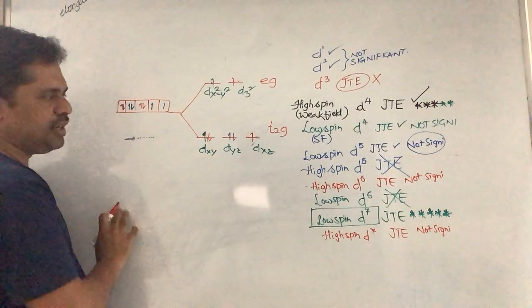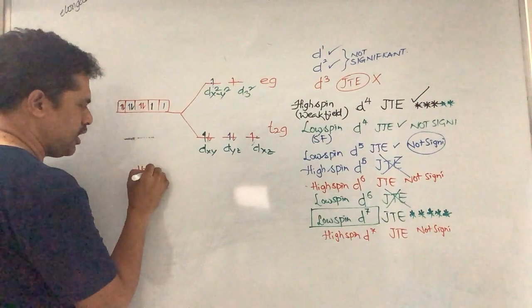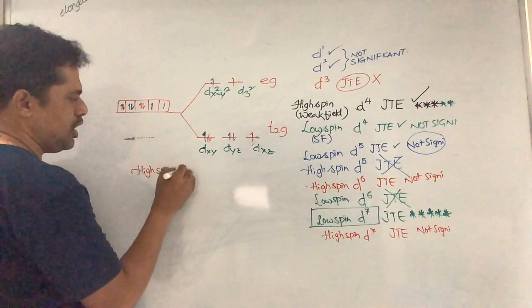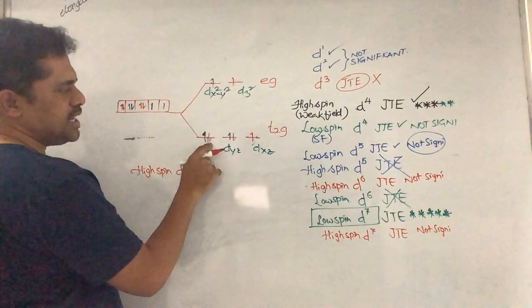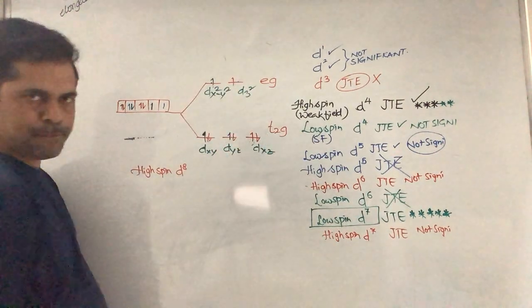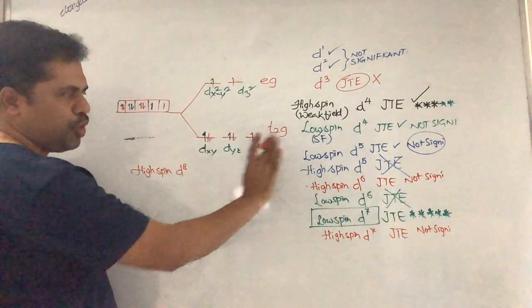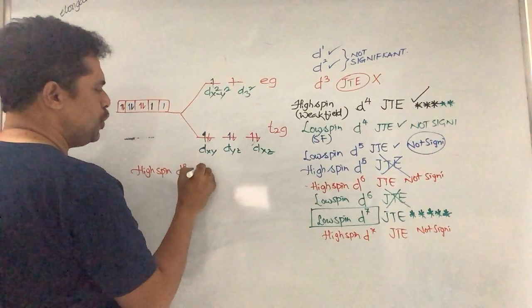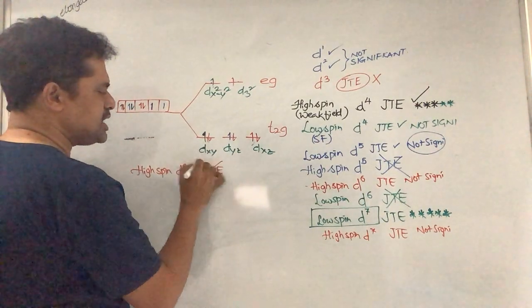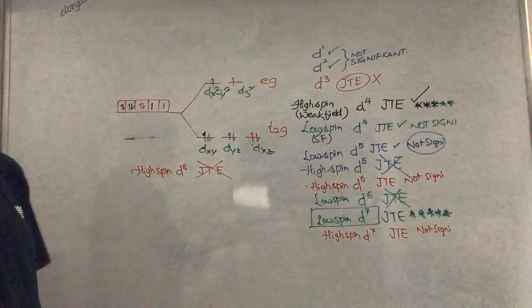d8 configuration. However we write it, say high spin d8. High spin d8 means 1, 2, 3, 4, 5, 6, 7, 8. The t2g is completely filled, so no problem, and the eg is exactly half filled, so no problem. So no Jahn-Teller effect is seen here. The Jahn-Teller effect is not present in high spin d8.